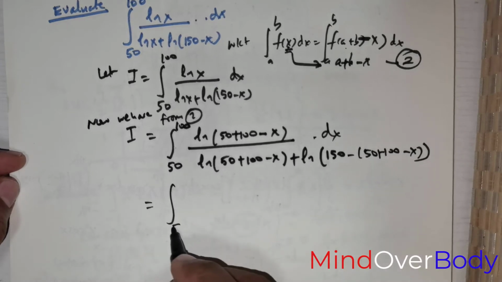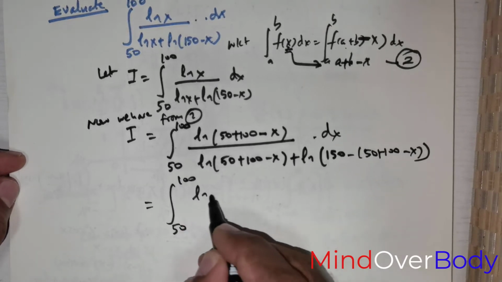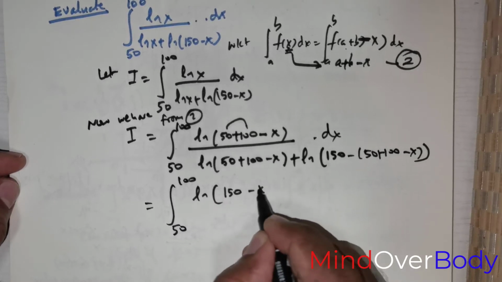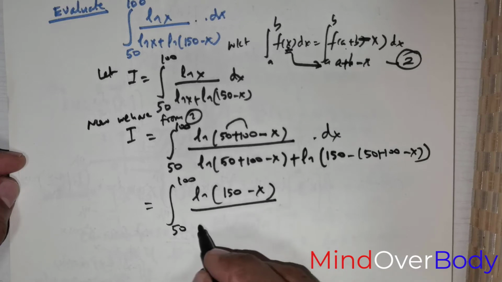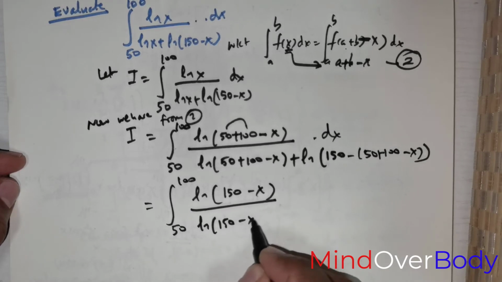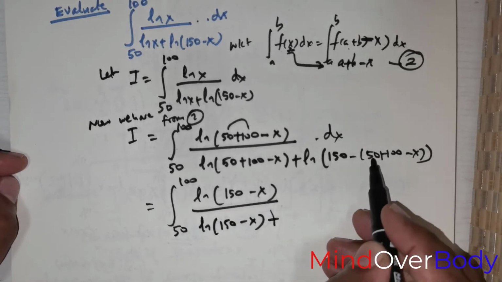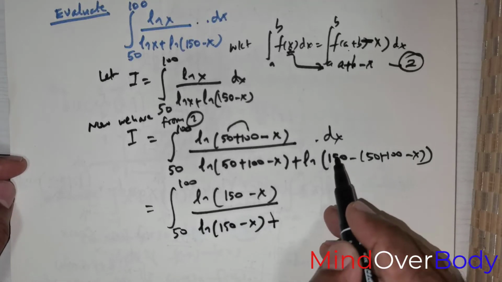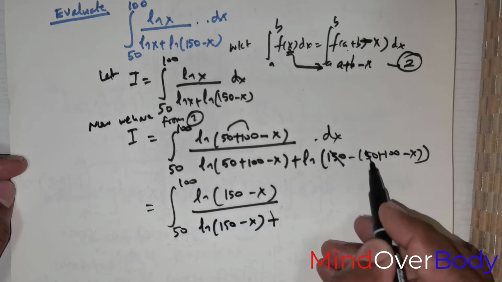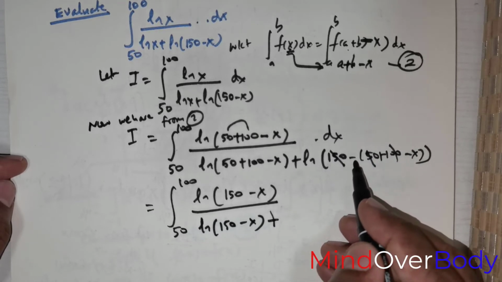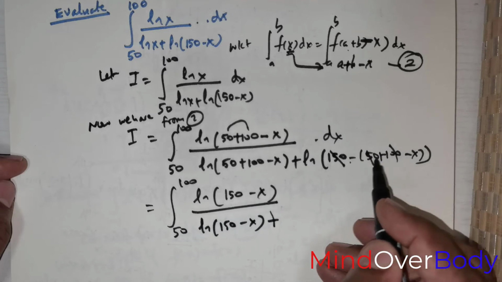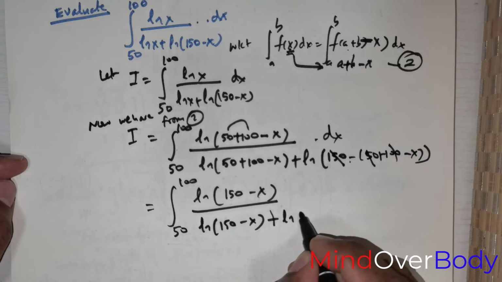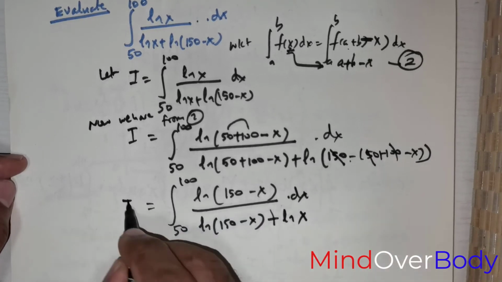So this is equal to the integral from 50 to 100 of ln(150 − x) divided by ln(150 − x) + ln of, 50 added with 100 would give us 150. We got a negative sign, so this would get cancelled with these two elements, and you get a negative x followed by a negative sign which is preceding the negative x. So that would mean you will have ln x dx. So this is equal to I.